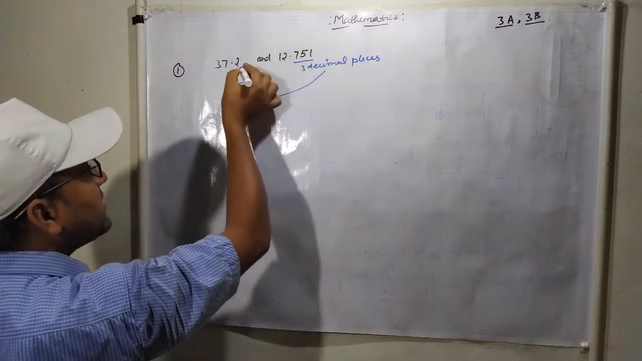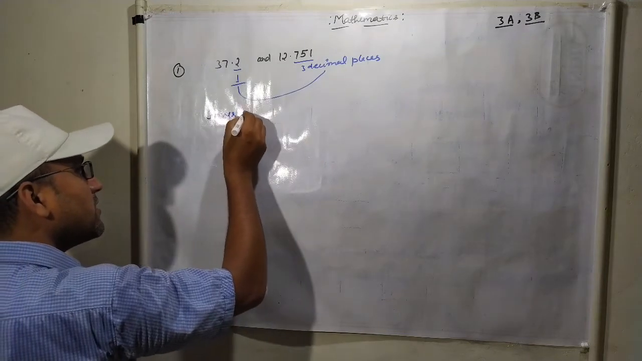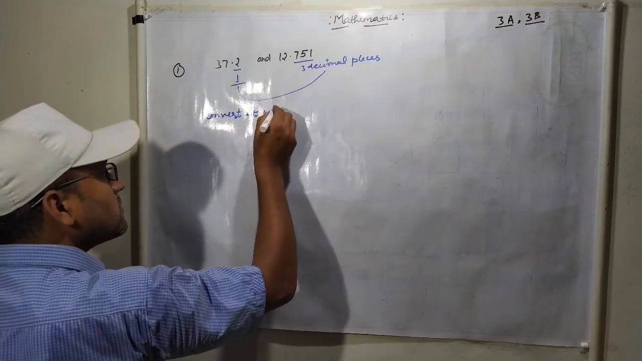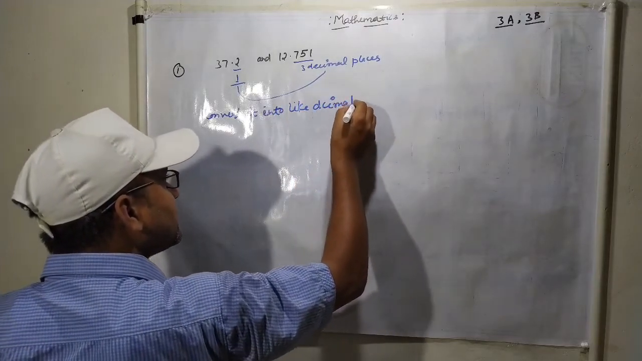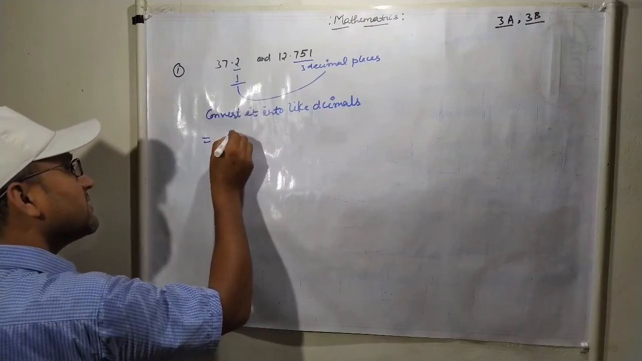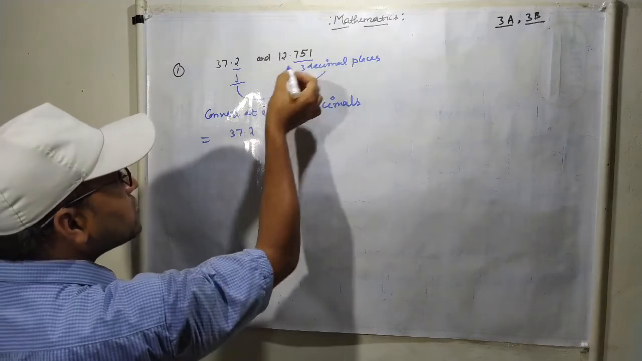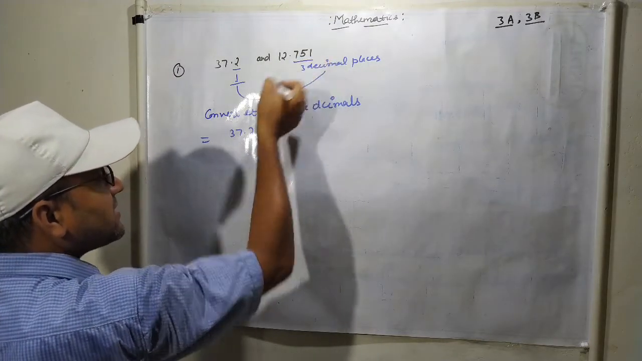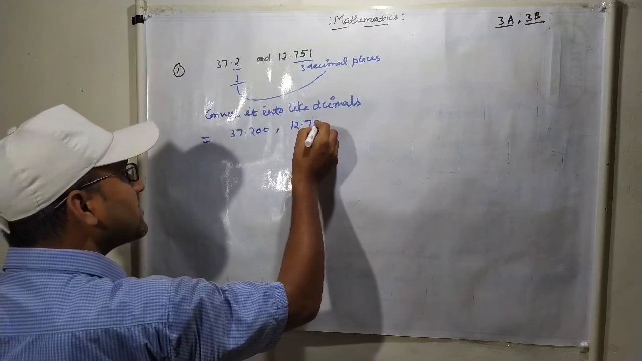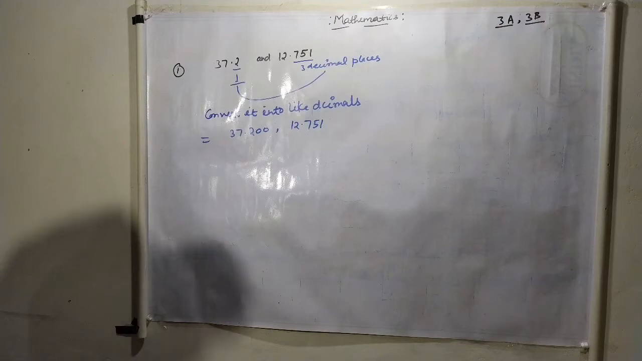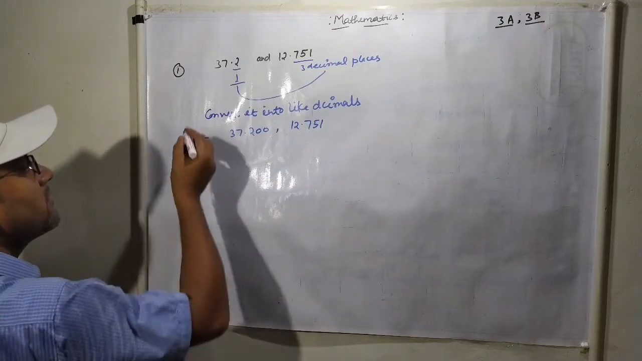So here is a 3 decimal, here is a 1 decimal. So convert it into like decimals. So what you will get? This one is 37.2, and after 1 decimal, how many zeros will you add? Here is 3 decimal places, here is 1, so 2 more 0s in this one you will add. 12.751. So both have 3 decimal places, so they are said to be like decimals. One more example.